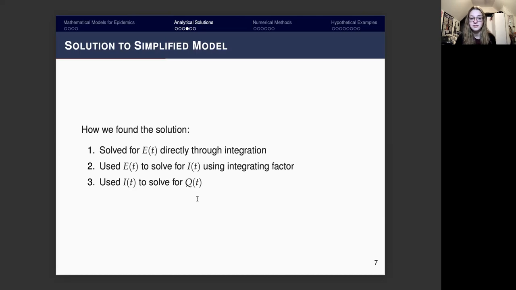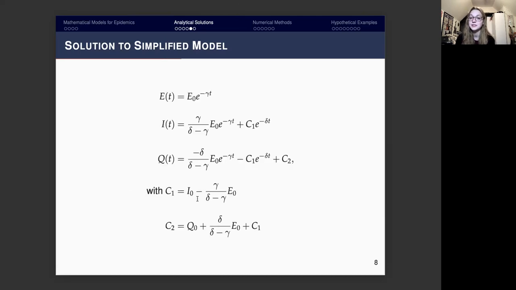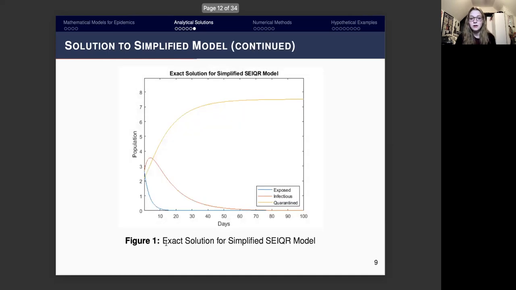So once we take all 3 of these steps, we now have our solution to our simplified model. We have our EFT, IFT, and QFT, and we do have a few constants here from our integrations. So C1 is simply, we found that from plugging in t equals 0 into our IFT equation and solving for C1. And we did the same thing for our C2, where we plug in t equals 0 and solve for C2.